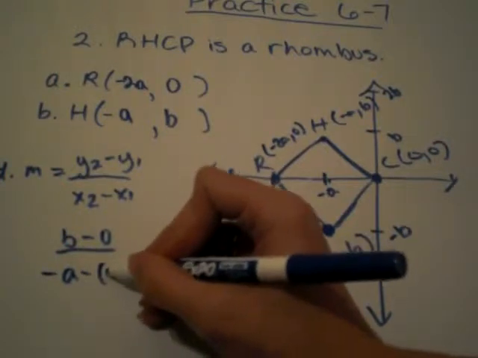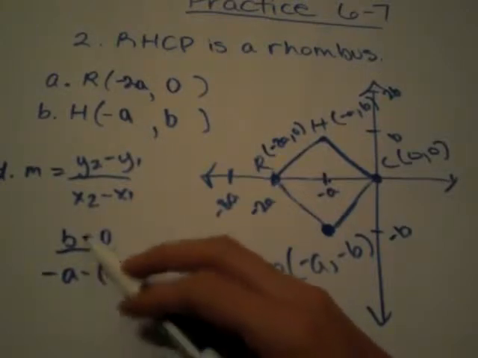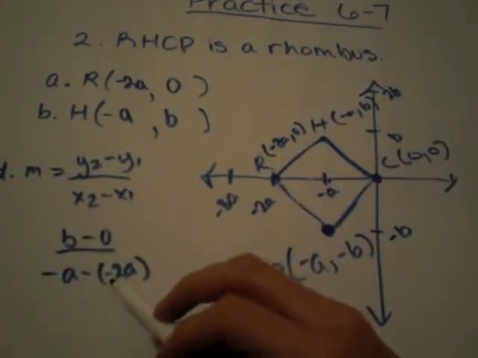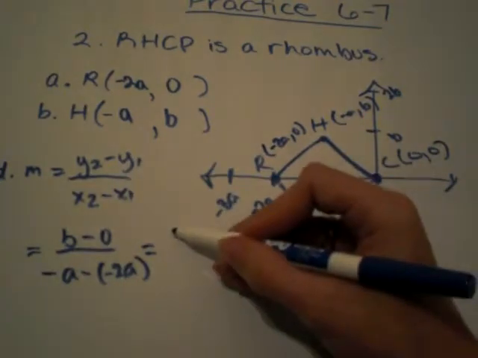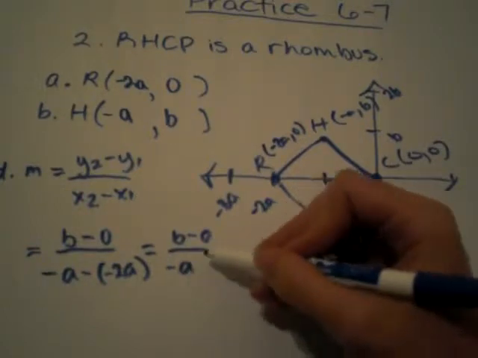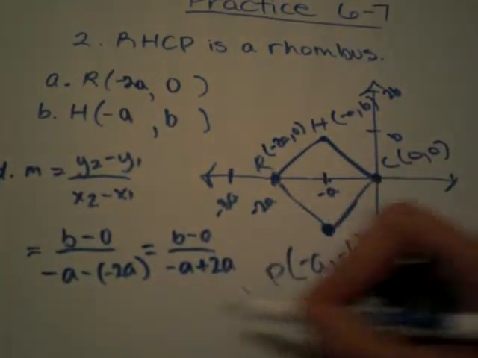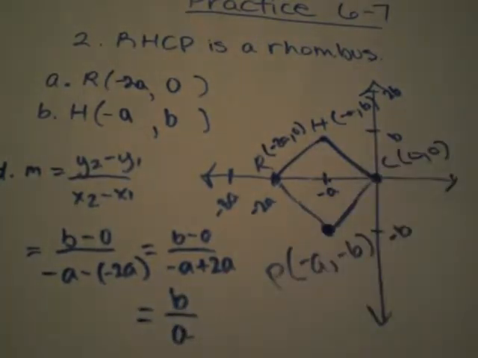So -a minus -2a. Now, something to be very careful of is if you're subtracting, this subtraction sign is different than this negative sign. You need to make sure you're including both. And remember, a double negative becomes positive. So b minus 0 over -a plus 2a. And if that's simplified, it will become b over a, because b minus 0 is b, and -a plus 2a will be positive 1a. So b over a would be the reduced version of your slope. So that is example number 2 from our first.